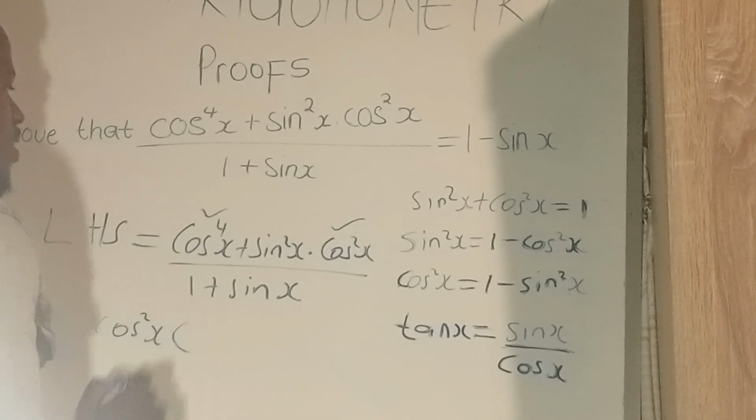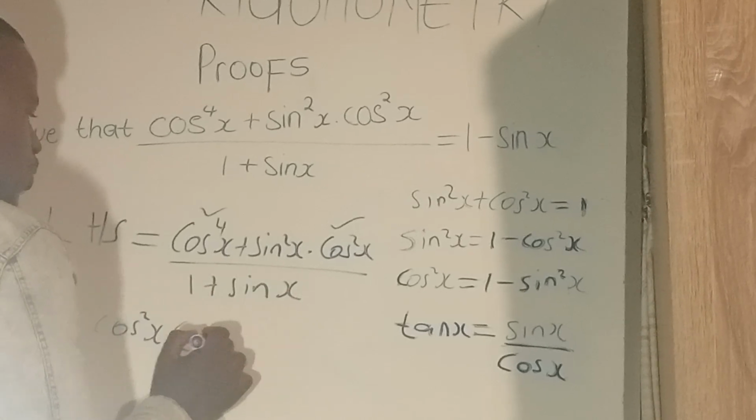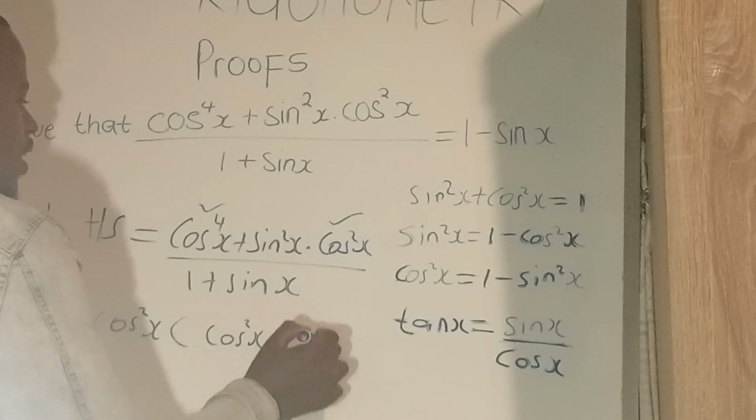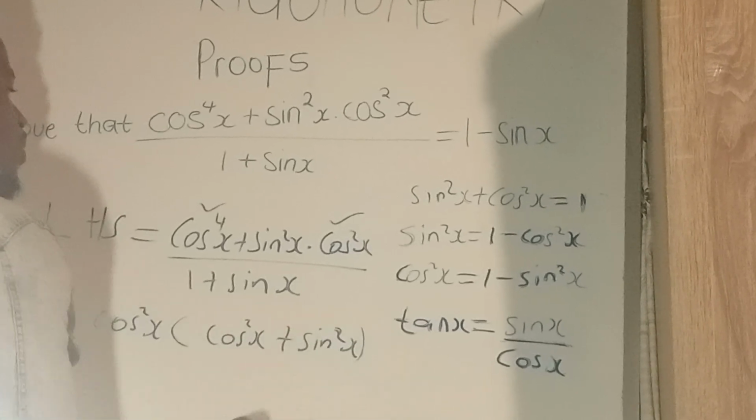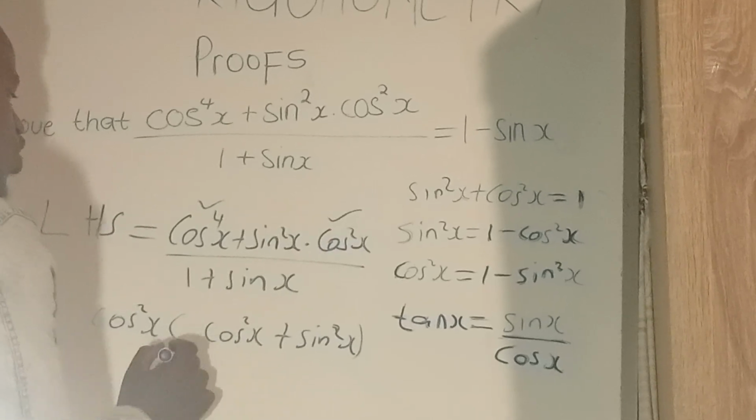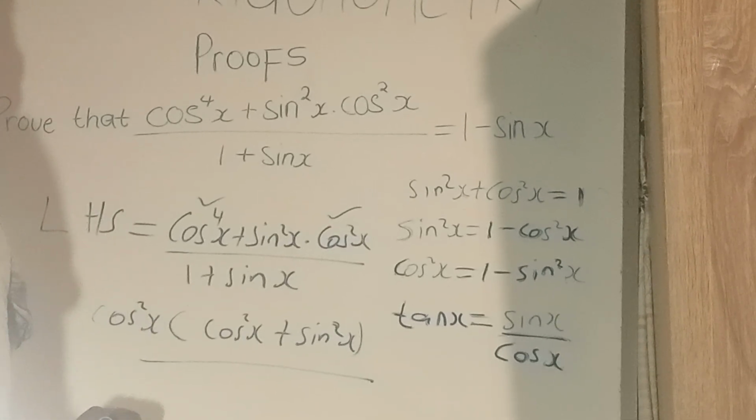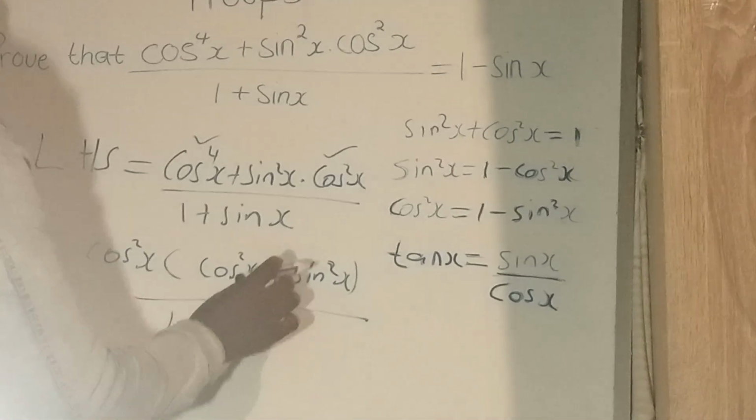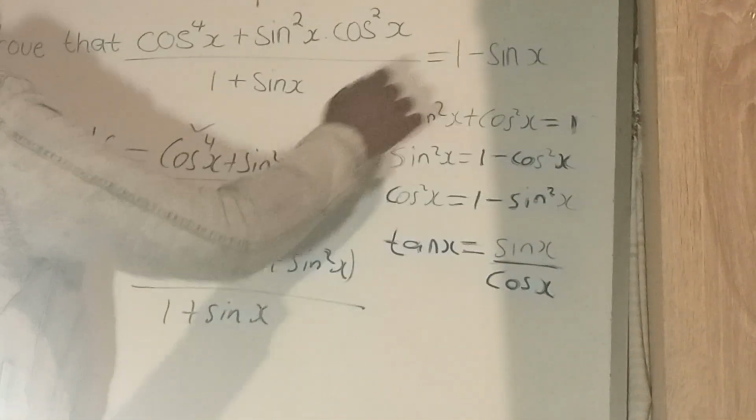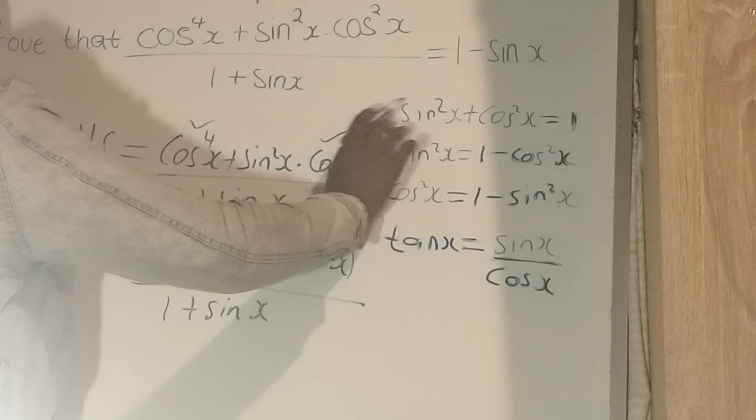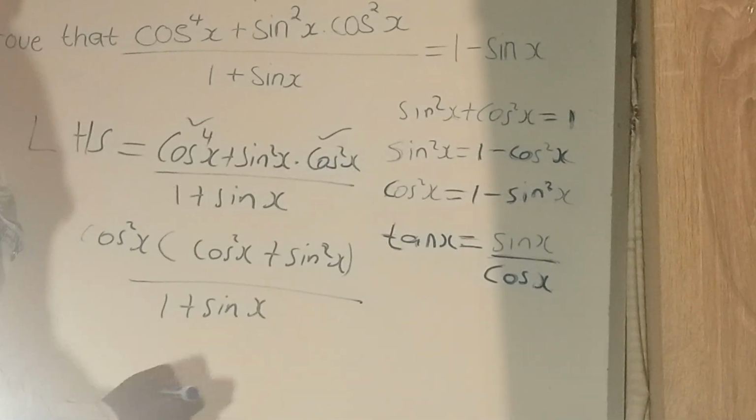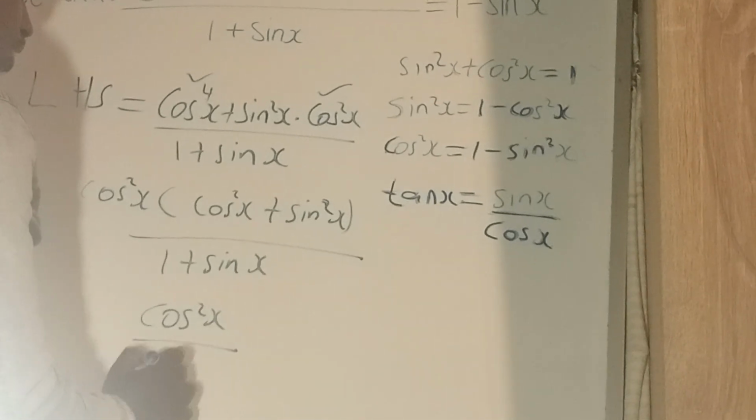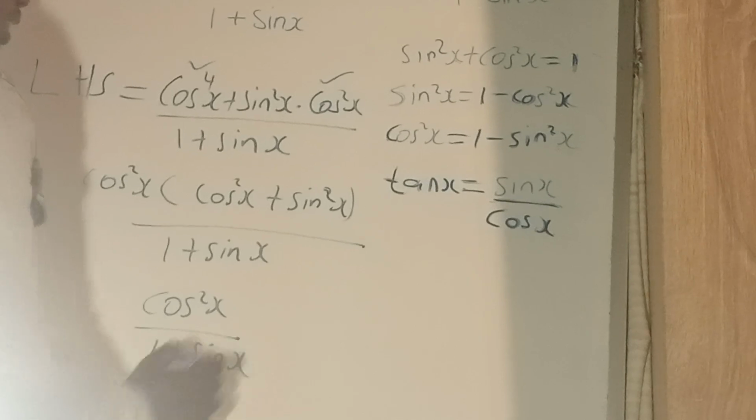Whenever you take out cos squared as your common factor, you'll be left with what? Cos squared x here plus the sine squared x. Because why? Cos is already being removed as a common factor. At the bottom, what are you left with? You are left with the 1 plus sine x. Now, this guy, we are familiar with him from the identities: whenever we see cos squared plus sine squared, the answer is going to become 1. Which means now here, I'm left with cos squared x, everything over the 1 plus sine x.